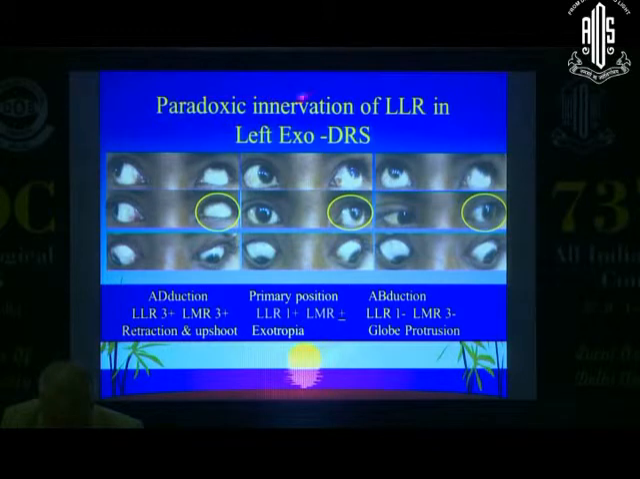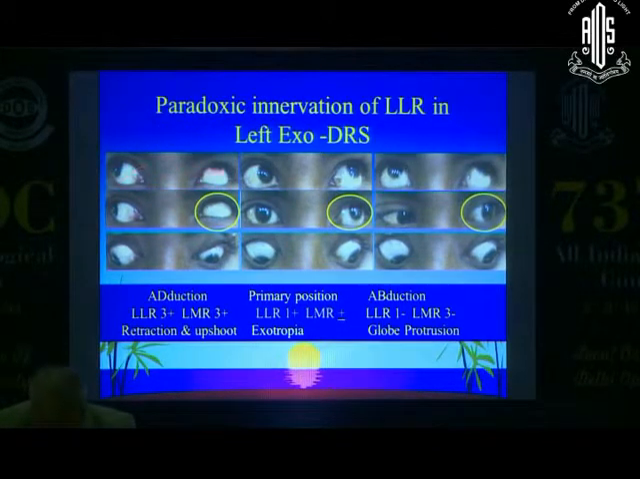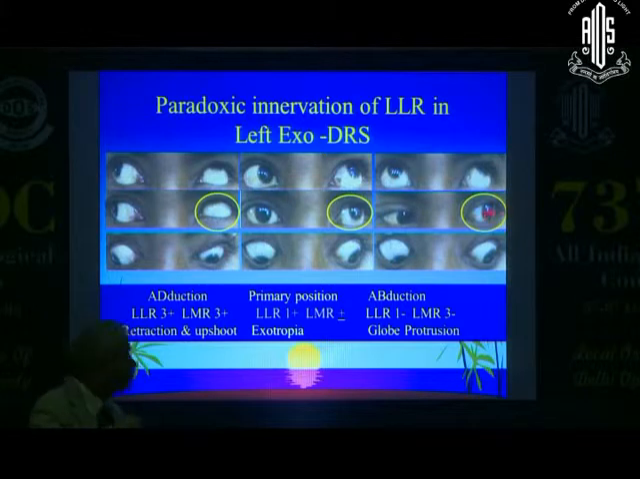What you see, the paradoxic innervation that you need to understand, is that in such cases of DRS, now this is the left exo-DRS, exotropia in the primary position. In the primary position, the lateral rectus has a 1 plus innervation, that is less than normal. The medial rectus is plus minus, let's say it's normal, so there is an exotropia. On attempted abduction, what happens is that the lateral rectus is not receiving its innervation, there is a 1 minus, so there is a limitation of abduction.